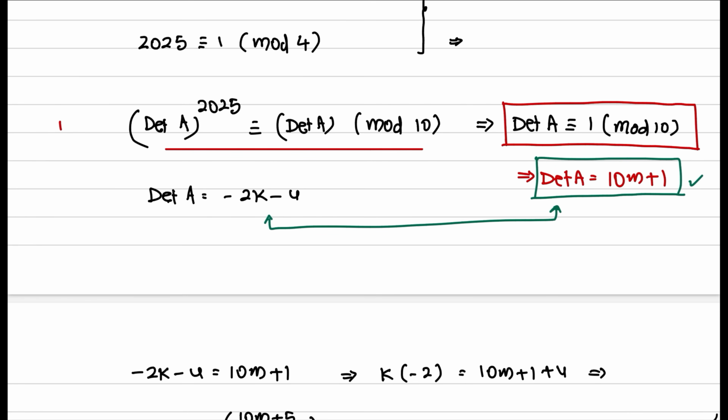From this relation, I want to give you it as homework, because you have to do the mathematics. Then only you will understand at least one step. This one you please do. Why has it come? It is the important step. Please try to understand this. I will give the hint here. Please try to do it at home. This homework: determinant A to the power of 2025 is equivalent to determinant A mod 10. That is, determinant A is equal to 1 mod 10. How have we got it? I will give the hint.